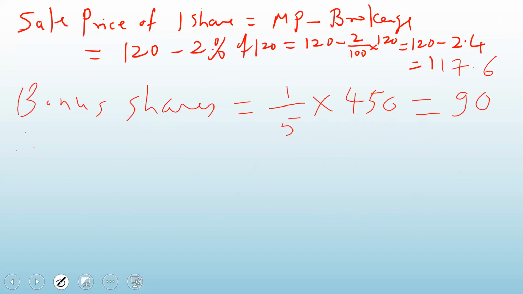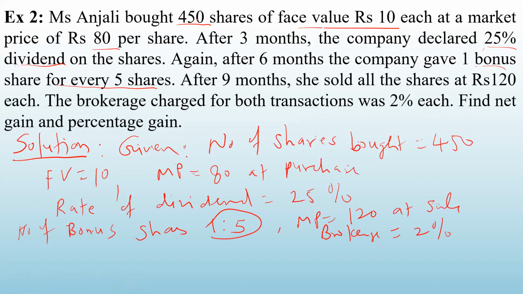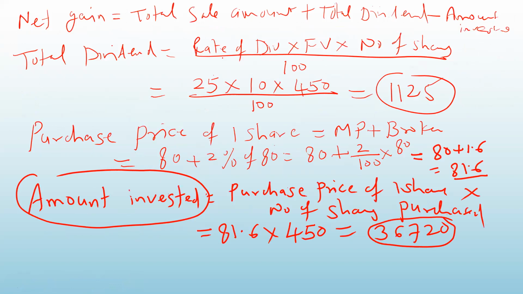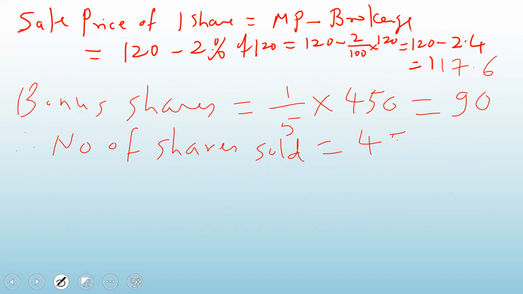So therefore, the number of shares sold is how many? Before, she was having 450 shares. After getting bonus shares, she sold all the shares. Before she was having 450 shares, and now she got 90 as a bonus. So her total shares are 450 plus 90, that is 540. So she is having 540 shares, and these many shares she has sold.